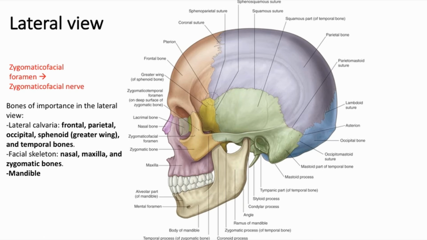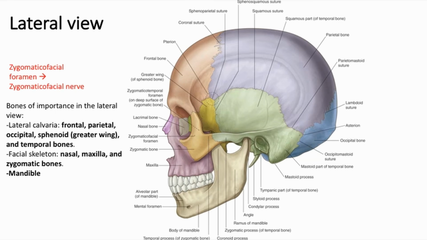So when we look at the lateral view of the skull, we look at, like I said, portions of the calvaria, portions of the facial skeleton, and half of the lower jaw. These bones, we already talked about the different ones, the frontal, parietal, occipital, sphenoid, and temporal bones. When we go into the different ones, we have lots of different junctions or sutures in these areas that we need to be familiar with.